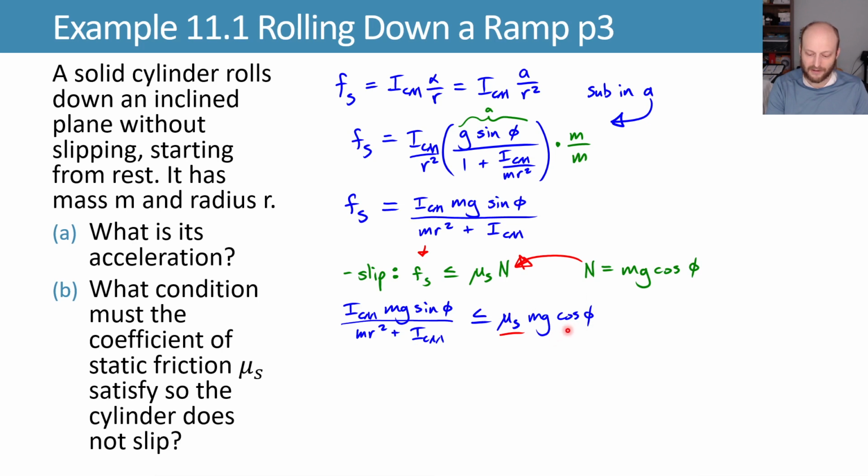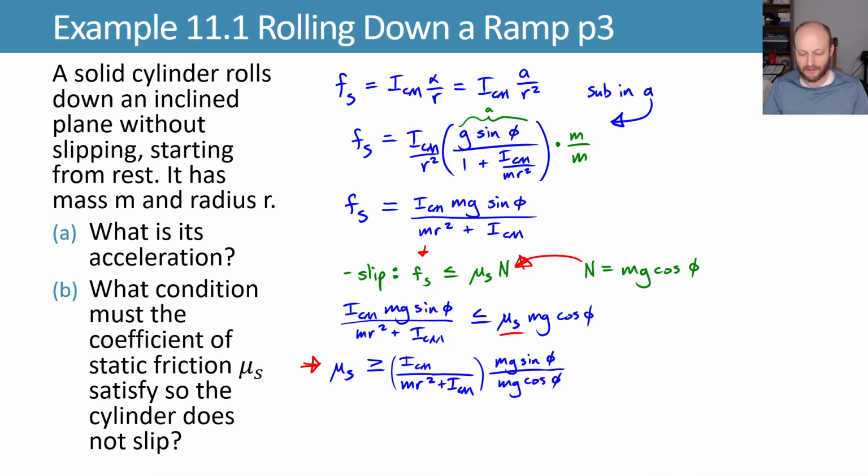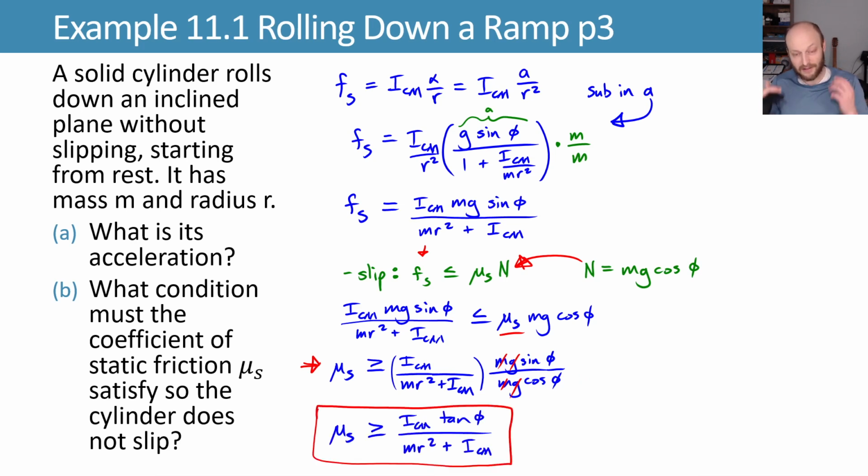Luckily, this algebra is not too bad. At this point, we divide by mg cosine phi, and we're left with μs having to be greater than or equal to I over mr squared plus I times mg sine phi over mg cosine phi. It looks like these mg's will cancel. Sine over cosine gives us a tangent, and we can write this like this. Our condition is that μs has to be greater than or equal to I times tangent phi over mr squared plus I. That's generally true. For a cylinder, now we just have to plug in our I for a cylinder.